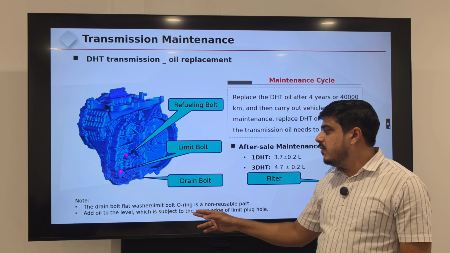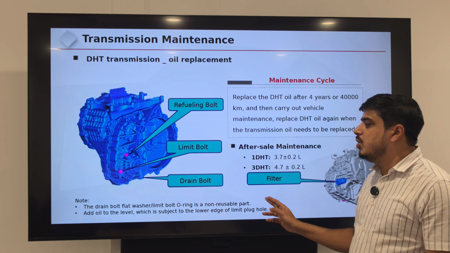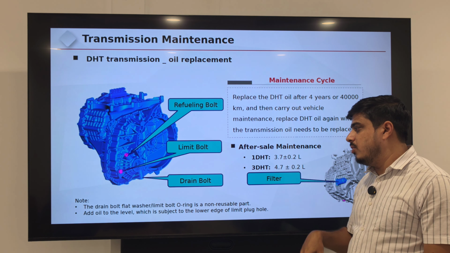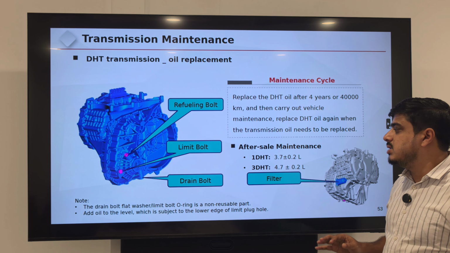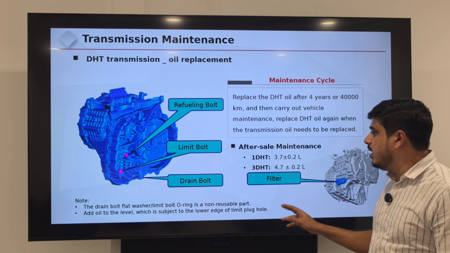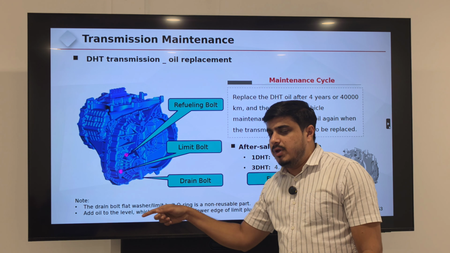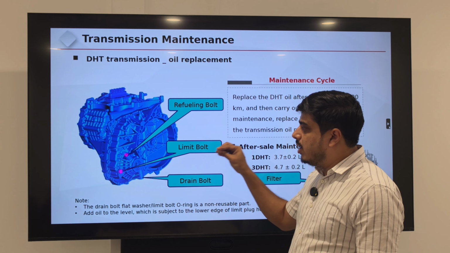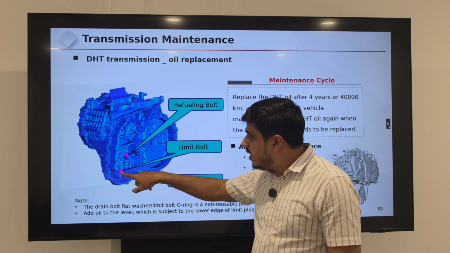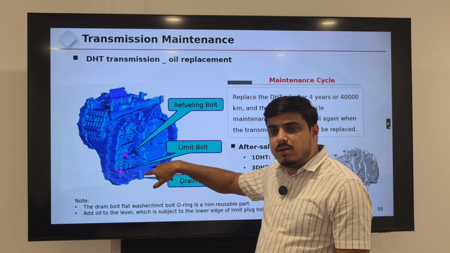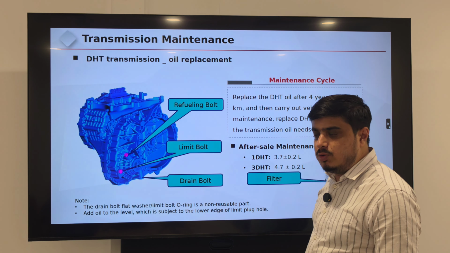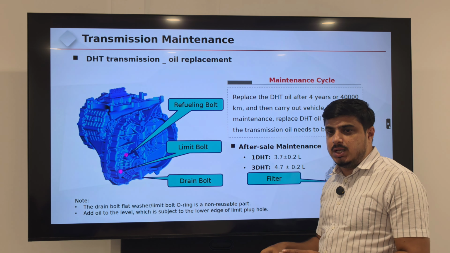The drain bolt, flat washer, limit plug and o-ring are non-reusable. You have to replace them once you remove them. Add oil to the level of the lower edge of the limit plug. When adding the oil, add until the lower edge of the limit bolt, so it will show dripping signs.